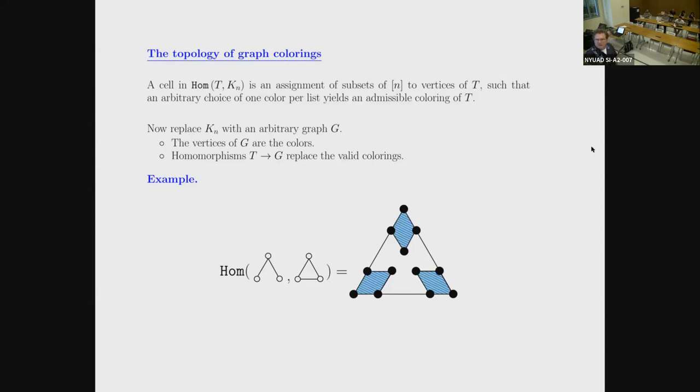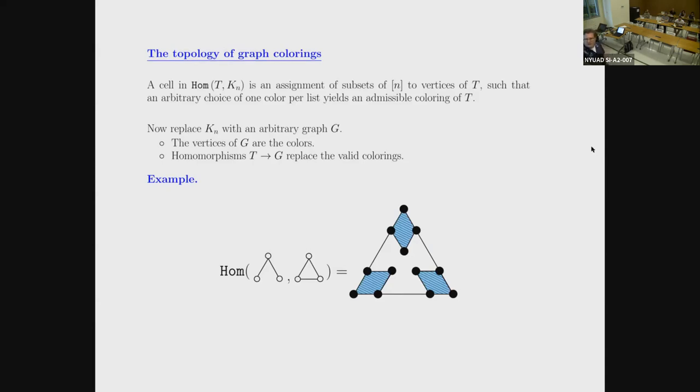We can do it for any two graphs, but let's say the second one is a complete graph. Then these direct products of simplices will be just assignments of colors to vertices of T, such that an arbitrary choice of one color for each vertex will yield an admissible coloring of T. So in particular, of course, if it's not colorable, it will be empty. But let's say we have n large enough, then there will be many colorings.